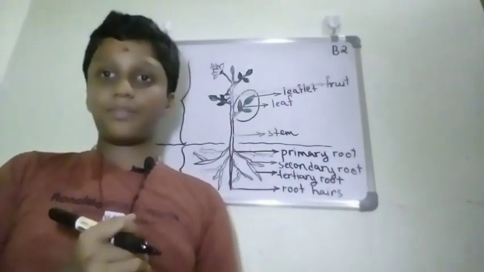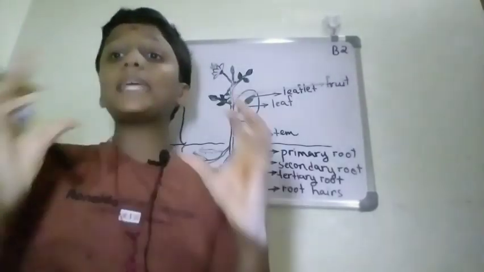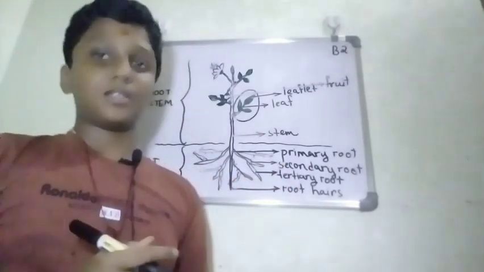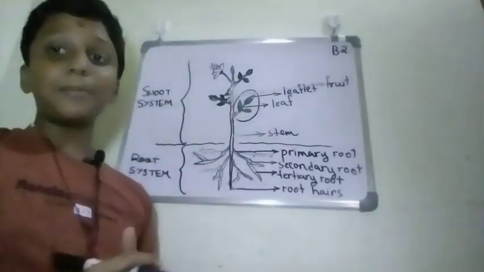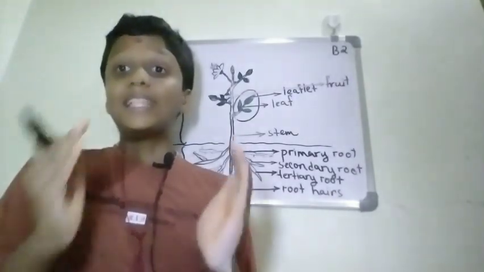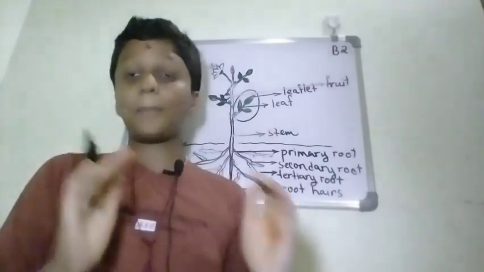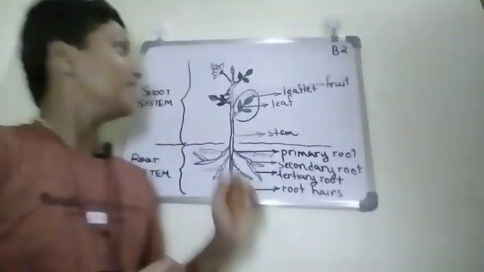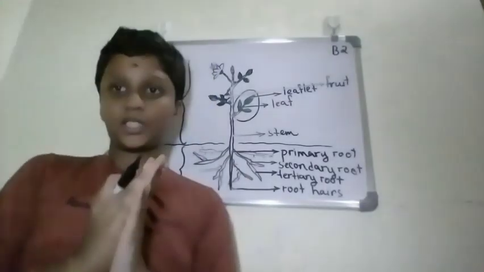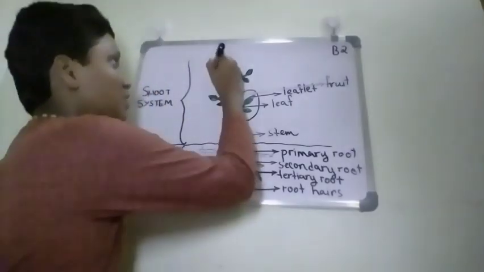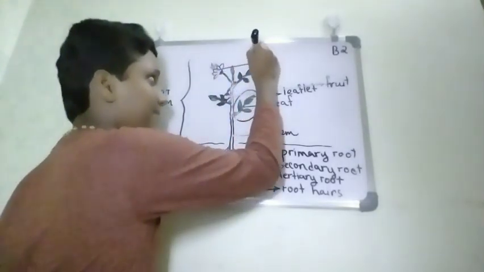Next we have the flower. Flowers are the reproductive organs of the plant. The flower helps in making new plants by creating seeds. The flower helps in the reproduction of the plant. So this is the flower.